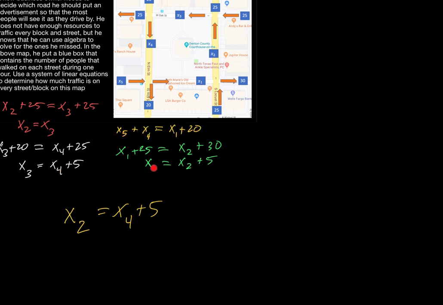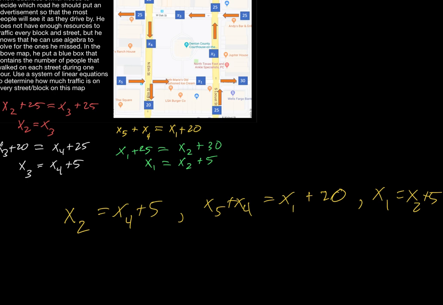Nope. Do I have any x3s here? Nope. So what I now have is one equation, and this other equation, x5 plus x4 equals x1 plus 20. And I have my third equation, which is x1 equals x2 plus 5, which is this equation here. I've got three equations. I've got three variables.